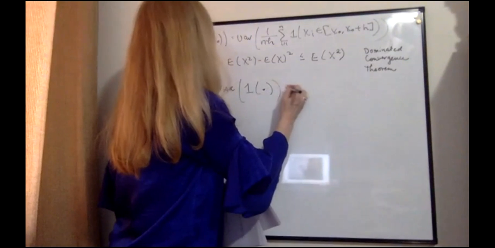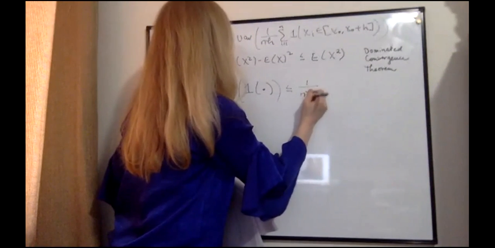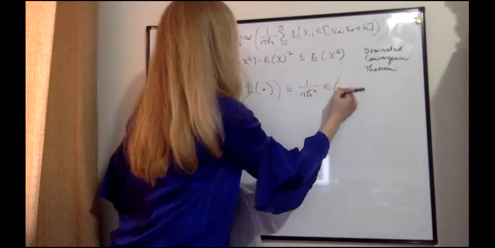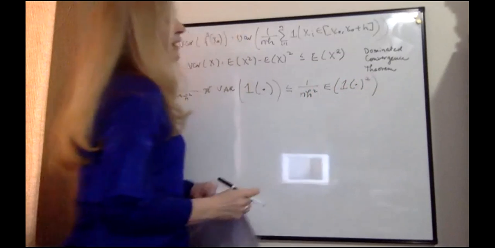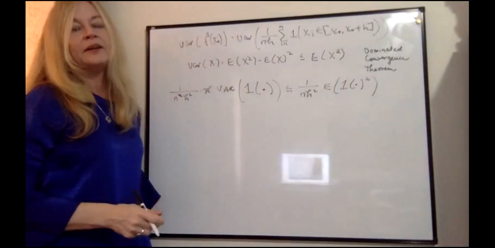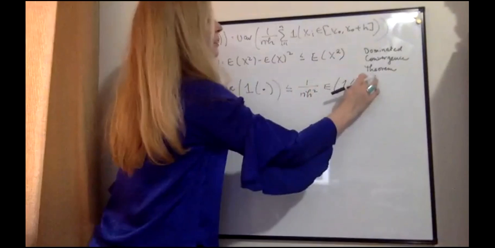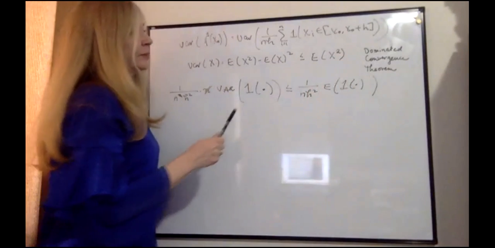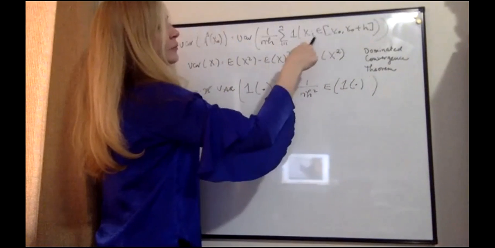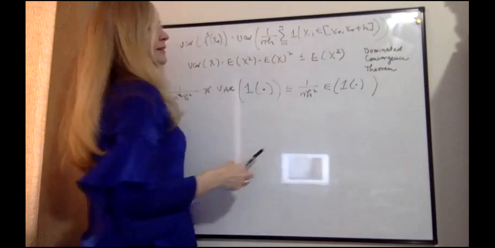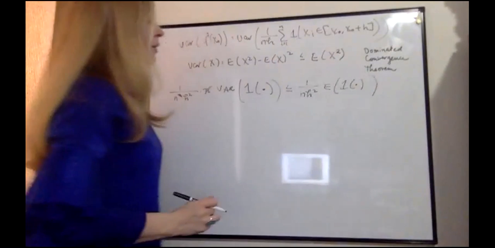And this is going to be less than or equal to, applying this idea here, 1 over nh squared times the expected value of this indicator function squared, okay? And the indicator function squared, 1 squared, is always 1. I don't know if I mentioned, but this indicator function takes on the value 1 if xi is in this bin. When this is true, this is 1, otherwise it's 0. So 1 squared is going to be 1, so you can just take off the squared.